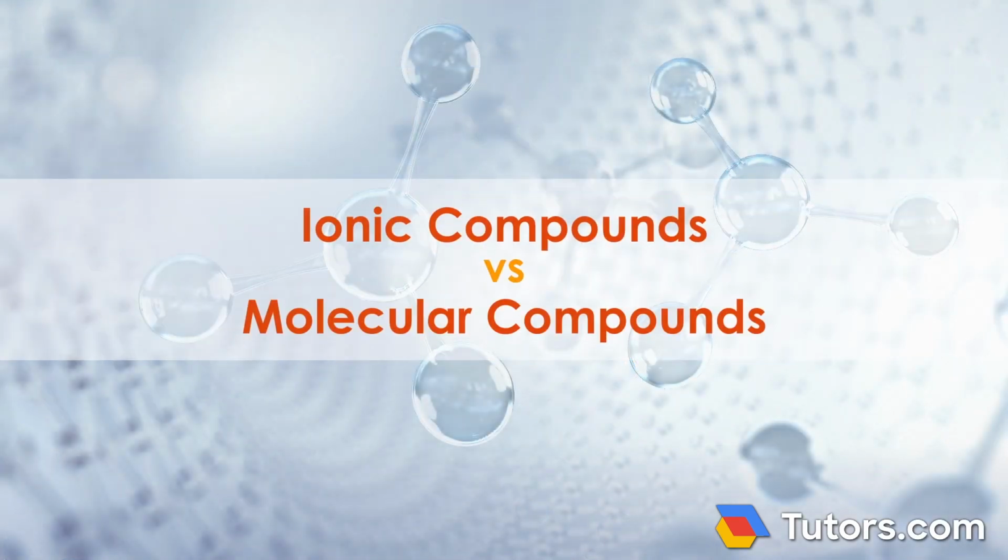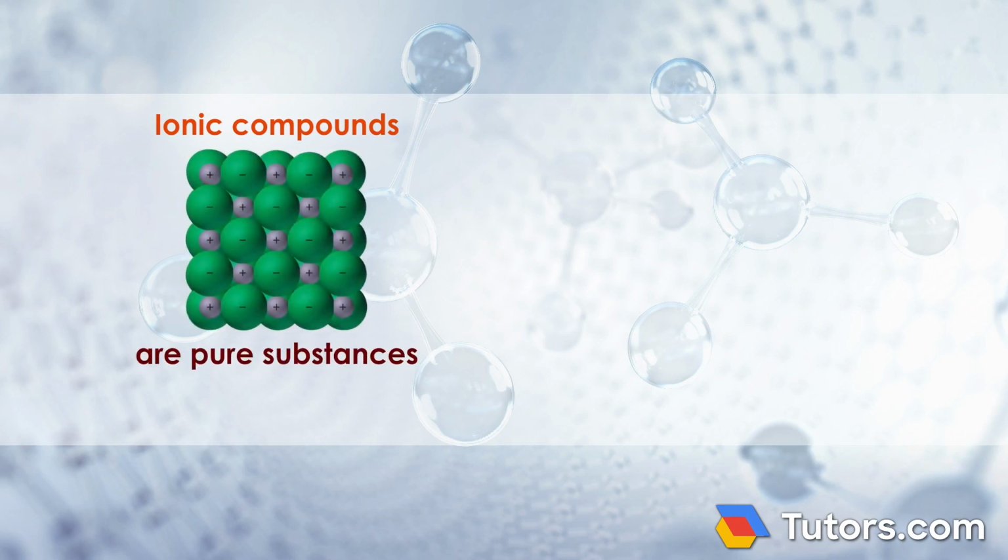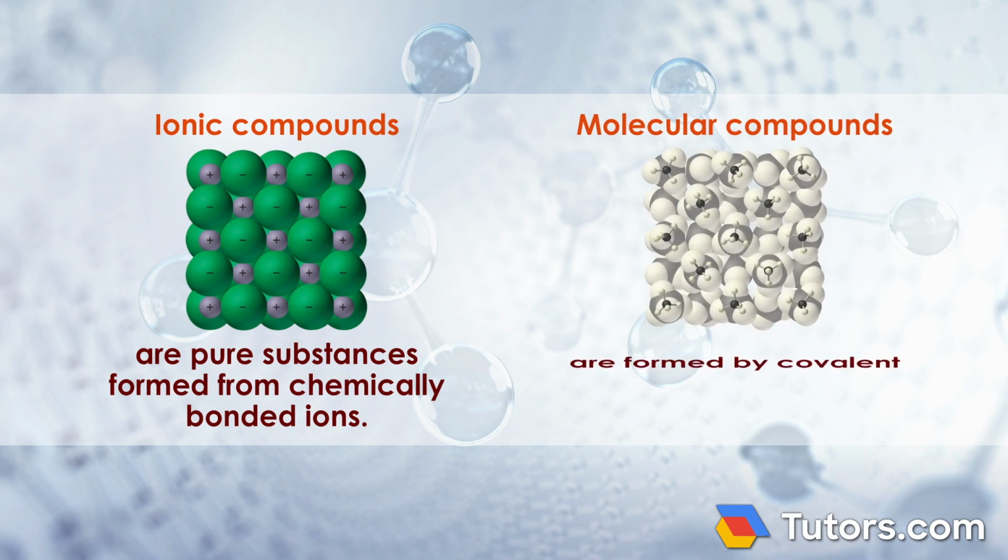Ionic versus molecular compounds. Ionic compounds are pure substances formed from chemically bonded ions. Molecules are formed by covalent bonds. This is the big difference between ionic compounds and molecular compounds.